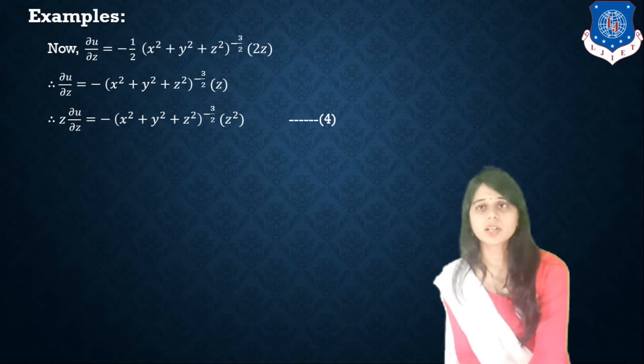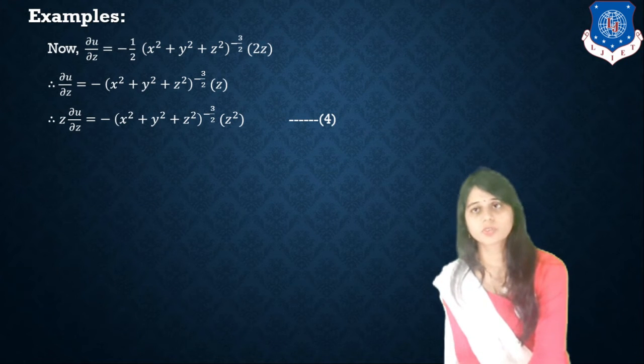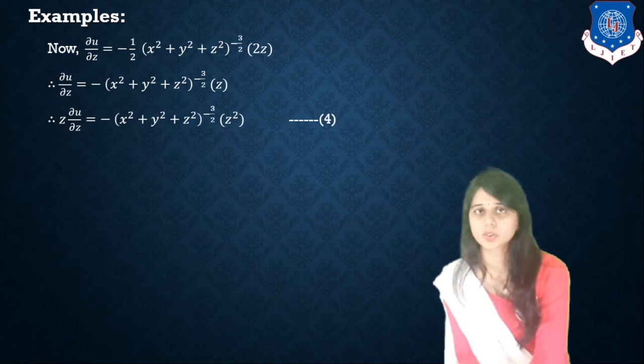So what is our z? z del u by del z equals minus (x square plus y square plus z square) raised to minus 3 by 2 into z raised to 2. It's our equation number 4.